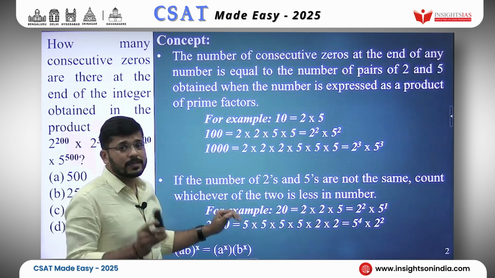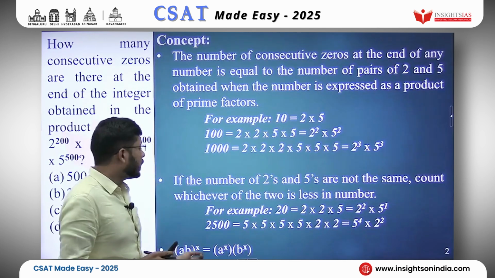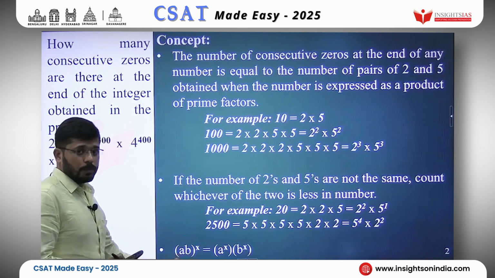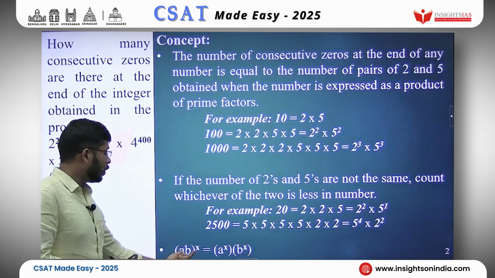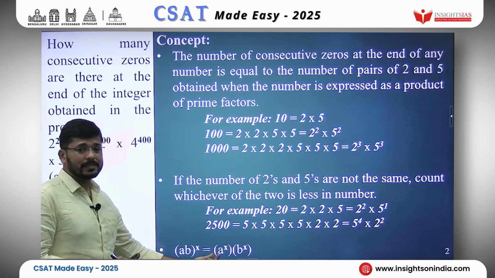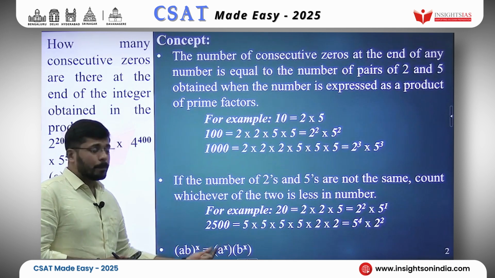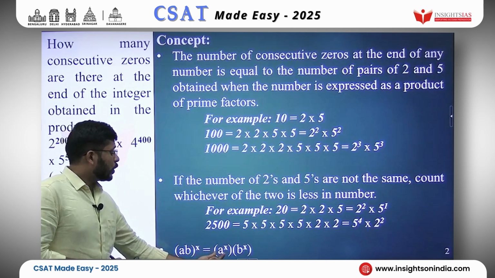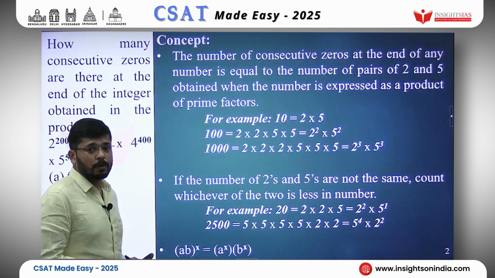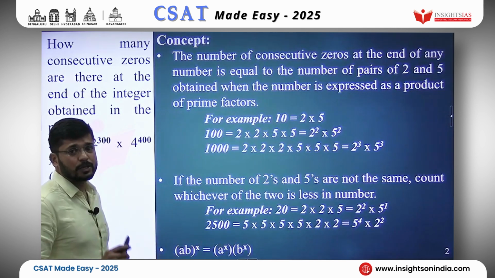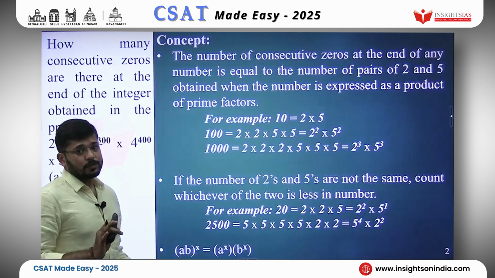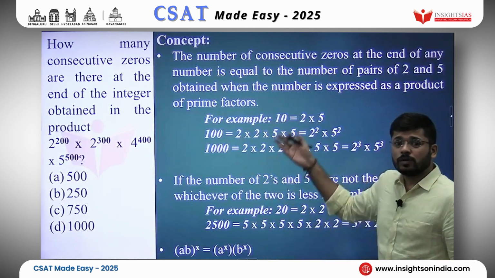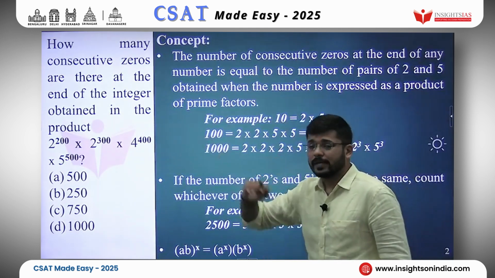And along with this, you need to know one more concept, that is, for two numbers A and B, the product AB whole raised to x can be expressed as A raised to x into B raised to x. AB whole to the power of x can be expressed as A to the power of x into B to the power of x. This is one of the properties of exponents. Just remember this one. Using all these concepts, we will answer this question.